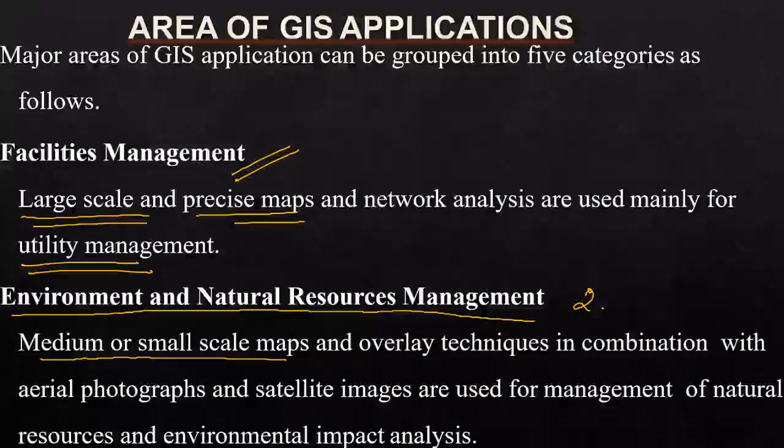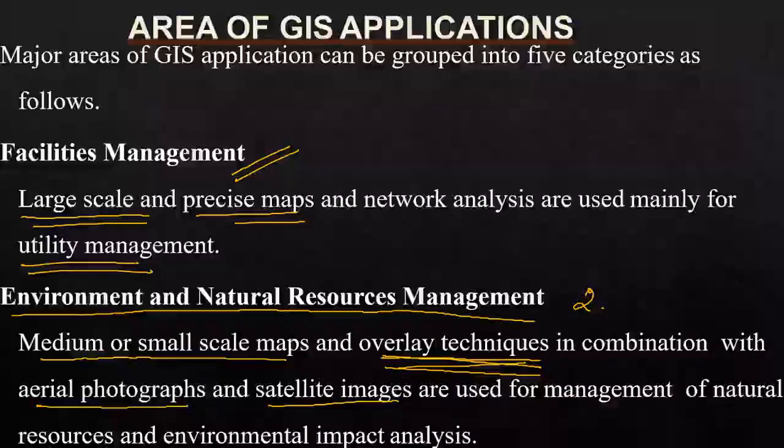So here in order to find the natural resources, because natural resources will be deposited in a large area, so we use medium or small scale maps. And we use overlay techniques in combination with aerial photographs and satellite images for management of natural resources and environment impact analysis. Okay, so why do you use this overlay techniques? You have to layer the maps.